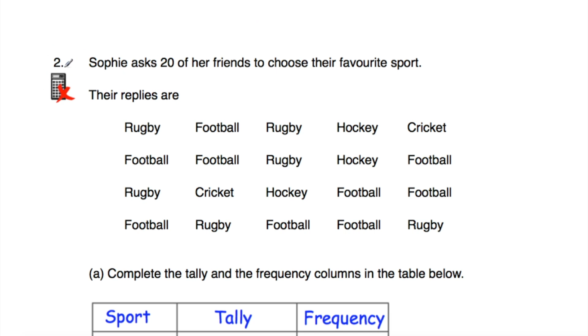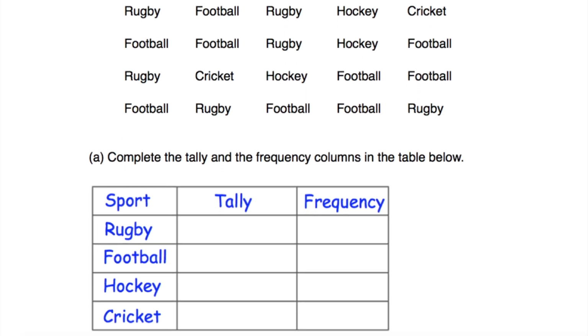Question number 2. Sophie asked 20 of her friends to choose their favourite sport, and here are their replies. We've got rugby, football, rugby, hockey, cricket, and so on. Part A says complete the tally and frequency column in the table below. So here we've got rugby, that's rugby, 1. Football, so that's another dash there. Rugby, another 1 there. Hockey, so that'll be 1 for hockey.